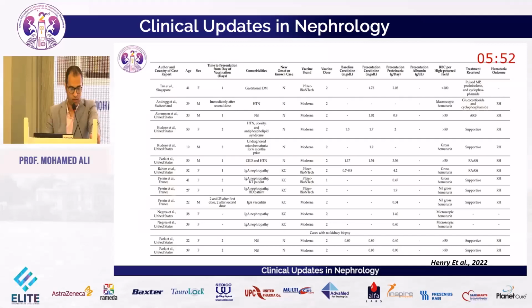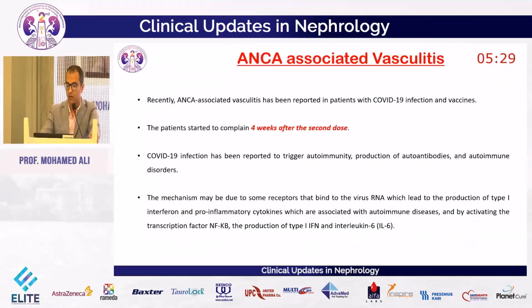ANCA-associated vasculitis. Recently, ANCA-associated vasculitis has been reported in a patient 4 weeks after the second dose of vaccine, related to autoimmunity, production of autoantibodies, and autoimmune disorders. The mechanism may be due to some receptors that bind pro-inflammatory cytokines, which are associated with autoimmune disease, and by activating the transcription factor nuclear factor kappa beta, the production of type 1 interferon and interleukin 6. The exact pathogenesis of ANCA-associated vasculitis following COVID-19 vaccination is still unknown.